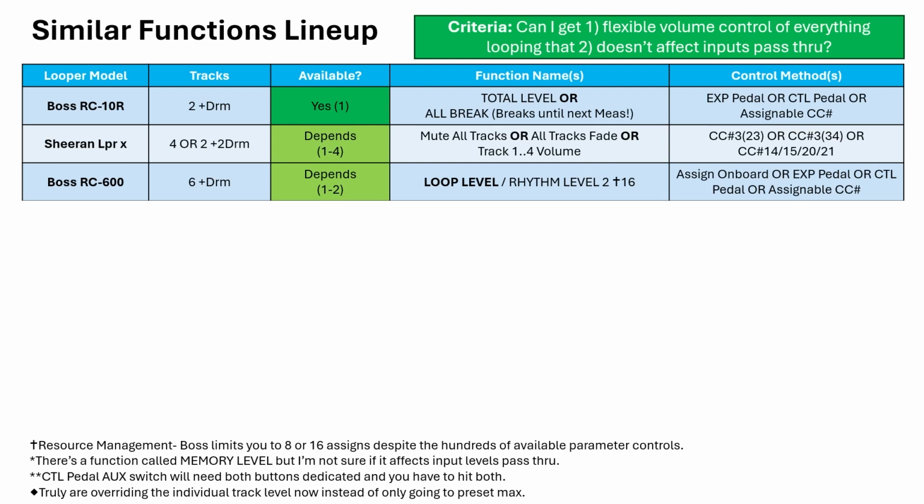But if you're the type of person who uses the rhythm section, you're going to need two assigns, one for loop level and one for rhythm level. You can assign these functions to any of the pedals on board, or the expression pedal, or the control pedal, or through a MIDI controller.